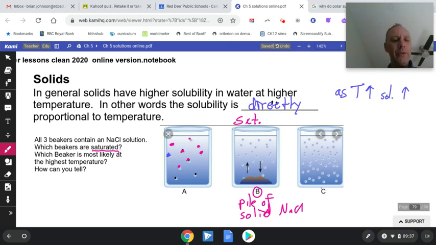Okay, next question. Which beaker is most likely at the highest temperature? So remember with these ionic compounds like NaCl, as temperature increases, solubility increases. So which one has a higher solubility, has more grams dissolved? And that would be our hot beaker, and this would be our cold beaker with less solute dissolved than the hot one, more solute dissolved.